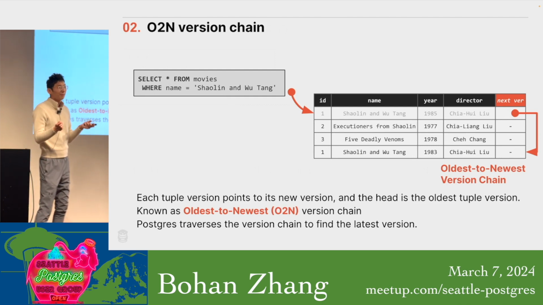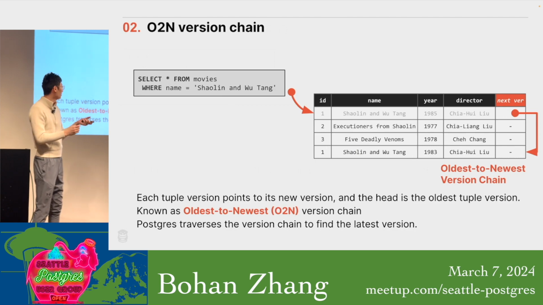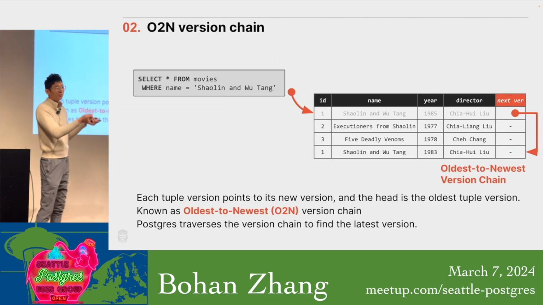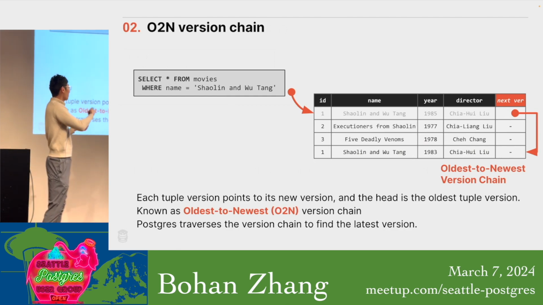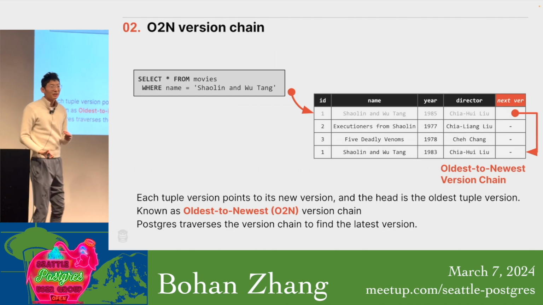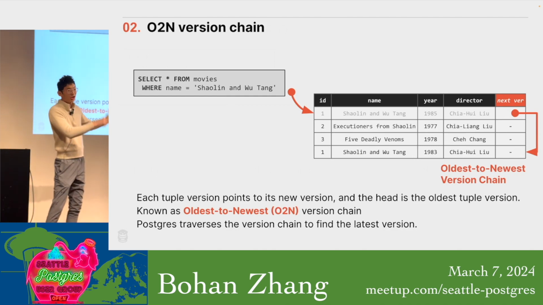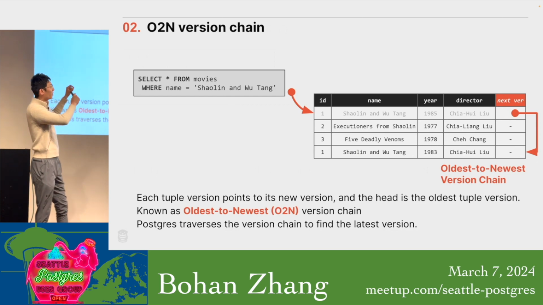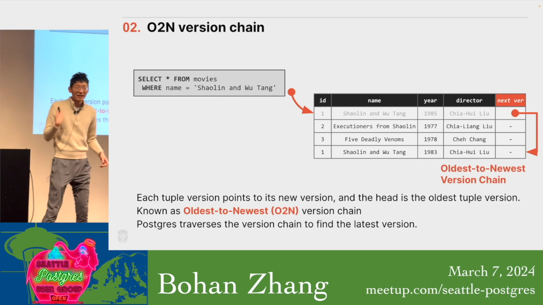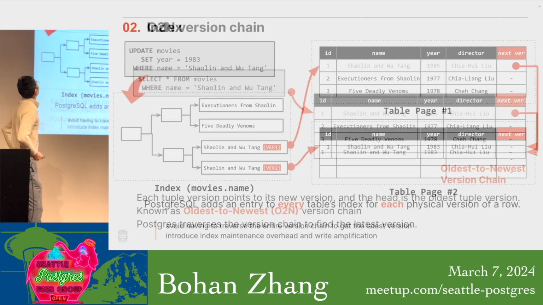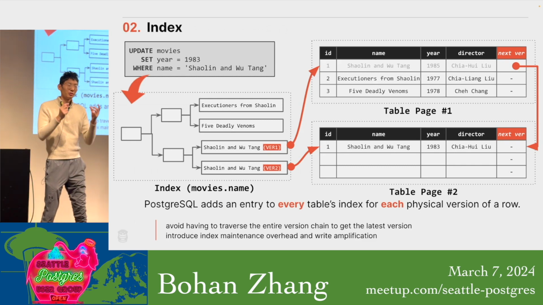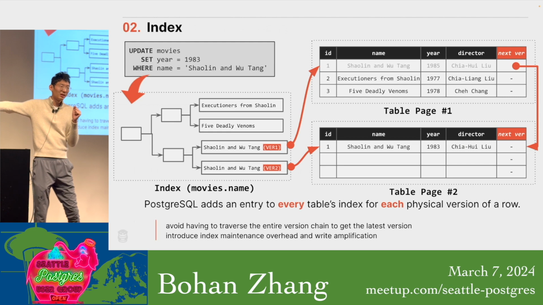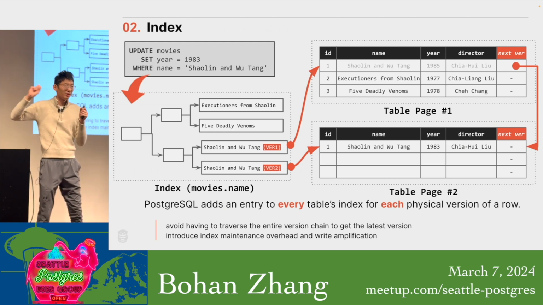In other databases, there are different implementations. They may use a newest-to-oldest version chain, which means the new version points to the old version. And in Postgres, they use the oldest-to-newest version chain. So to get the latest data, Postgres needs to traverse this version chain. It starts from the head, and then traverses the version chain to get the latest one. This is how Postgres gets the latest data. The thing is that if there are many versions, you need to traverse the whole version chain to get the data. If the version chain is too long, the performance is not good.